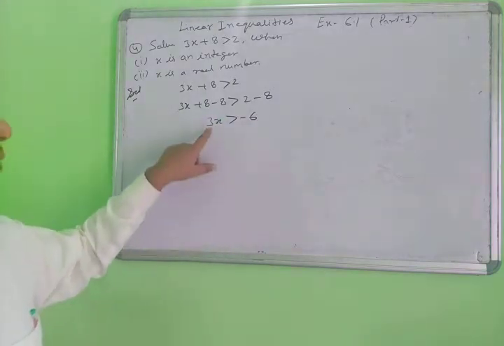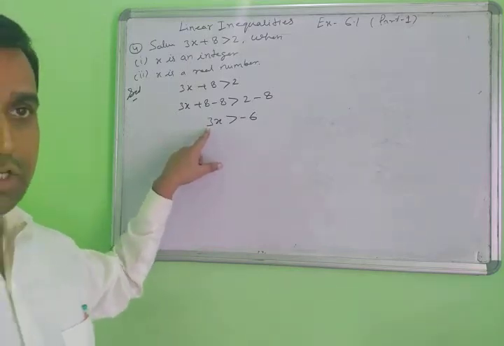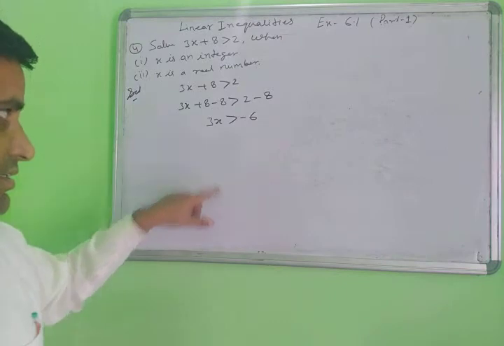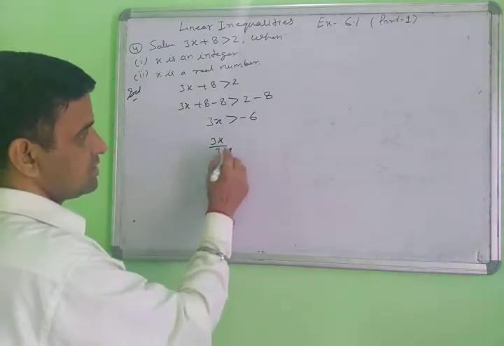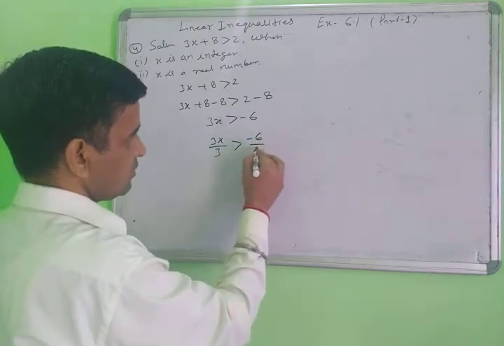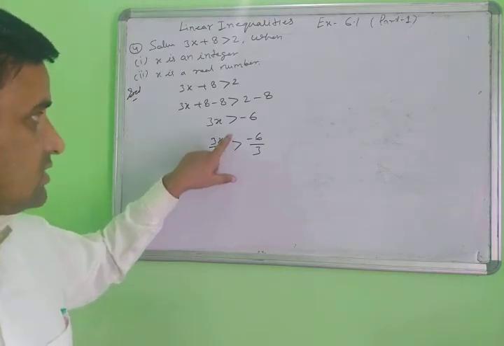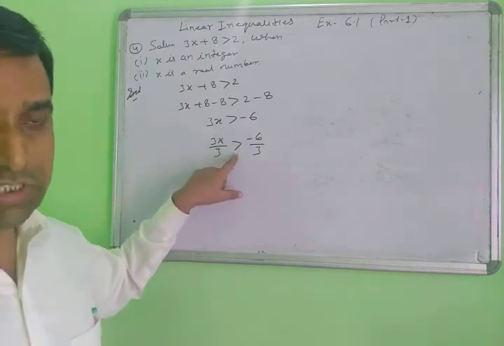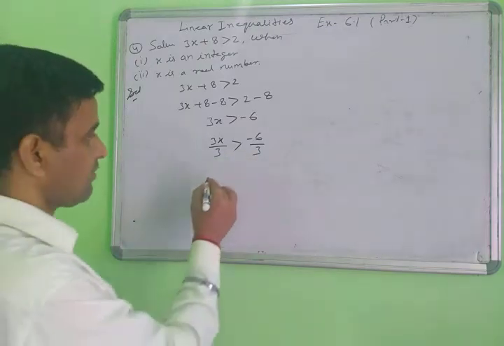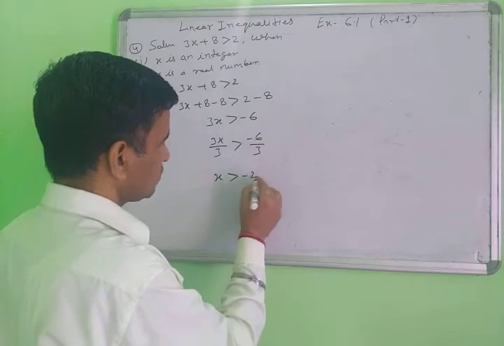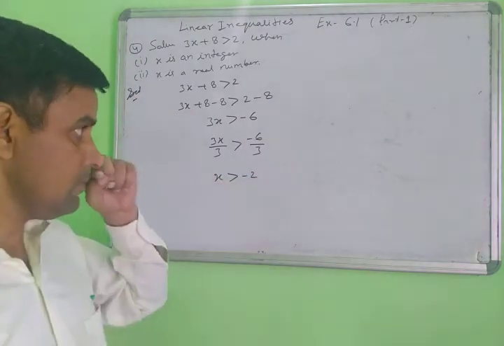After that you remove this 3. This is a positive 3. How to remove it? This is multiplication, so it will be removed by division. Then 3x divided by 3 is greater than minus 6 upon 3. You are dividing only by a positive integer, so the sign will be the same. The sign will not change because you are dividing both sides by a positive integer. What is left here? x greater than minus 2. The solution of the inequality is x greater than minus 2.